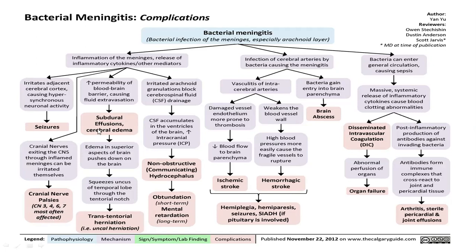Subdural effusions and cerebral edema. We've talked about the various forms of edema that will occur. And then when the edema is severe, we may end up with transtentorial herniation, herniation of the brain where it is pushed through the foramina, and this may lead to brainstem damage and death.